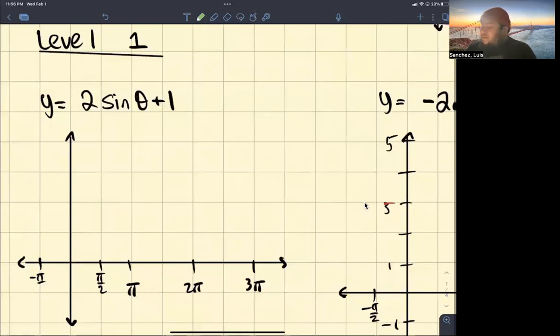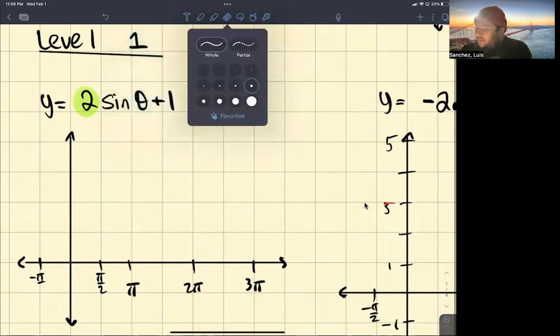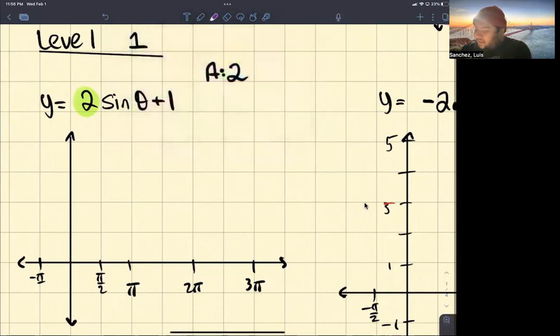So we're gonna draw this graph right here, y equals 2 sine theta plus 1. Well, this has a couple of things. It has an amplitude, and we know our amplitude is always that number outside of our trig function. So our amplitude here is 2. And what else do we have? We have this value here, +1. That +1 is our vertical shift, and we're gonna go 1 up. That also determines our midline. So my midline is gonna be y equals 1.